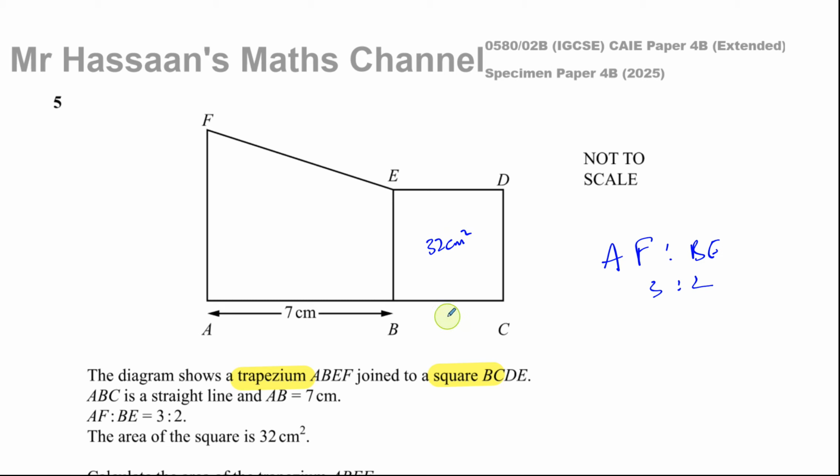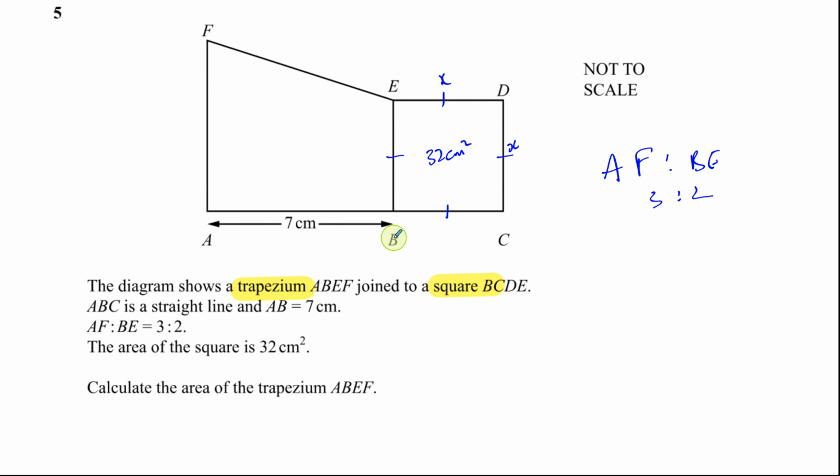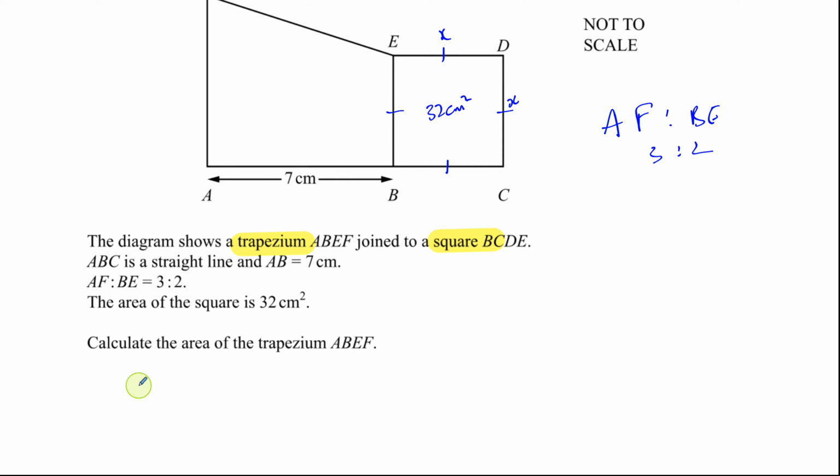All right. So let's say this is X. Because it's a square, all the 4 sides are the same. So this is also X. So what we can say is that the length BE, BC, the length of the square is going to be X. So we can say X squared is equal to 32. So X is equal to the square root of 32. You can leave it like that for now. So that's the length of this side here, the square root of 32, and that's the length of this side here, the square root of 32.